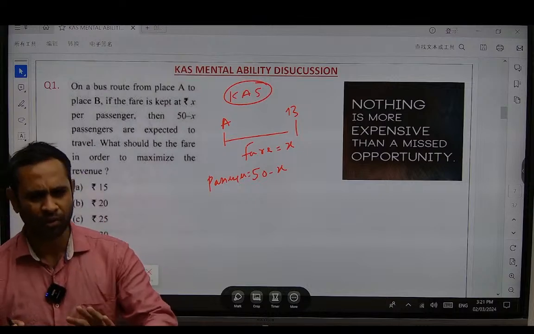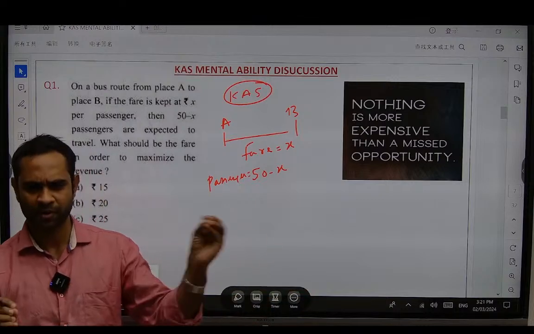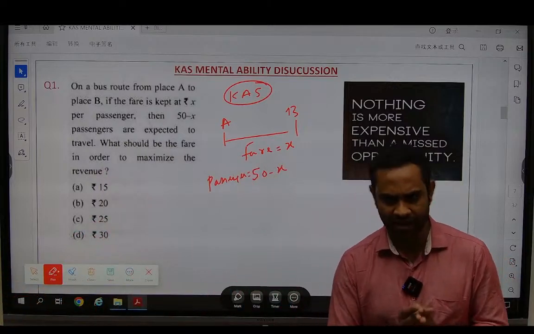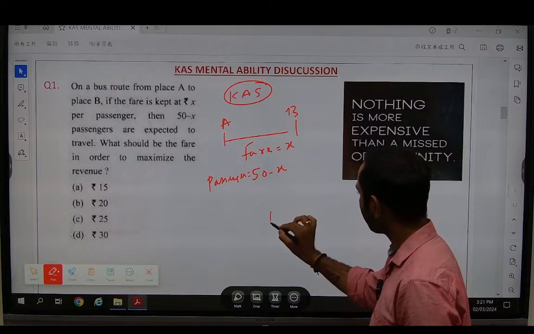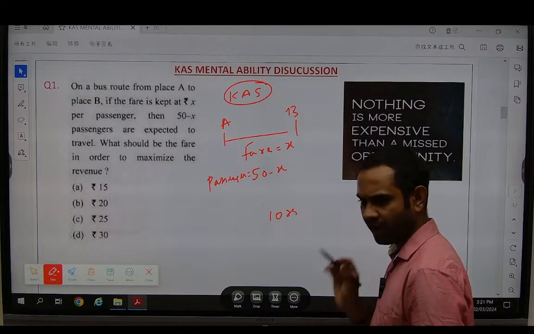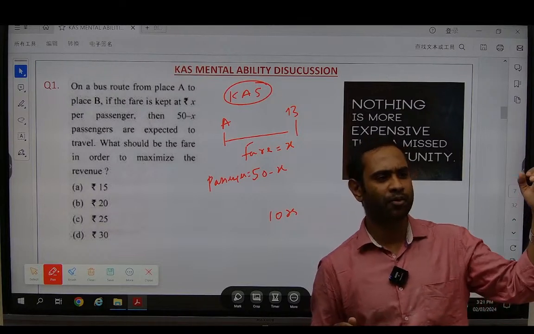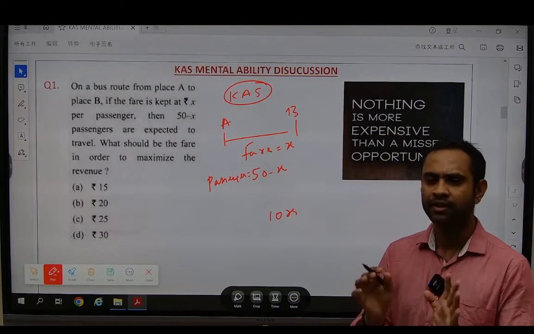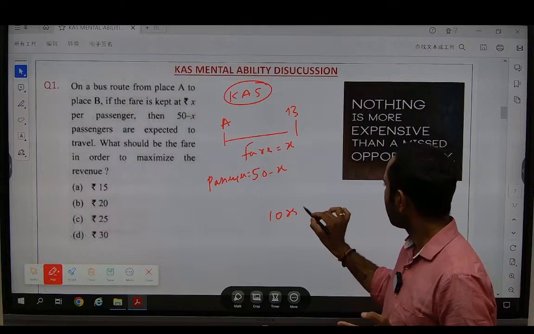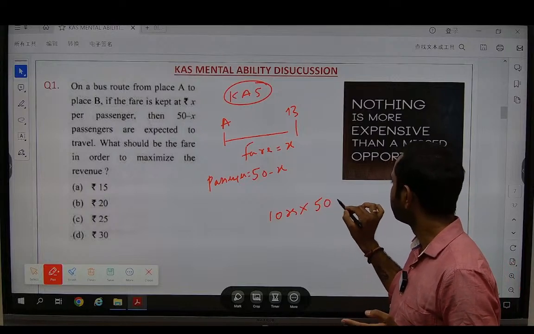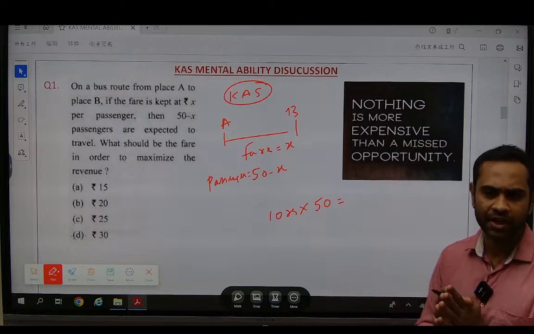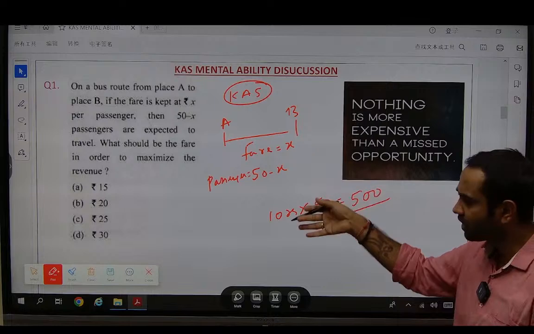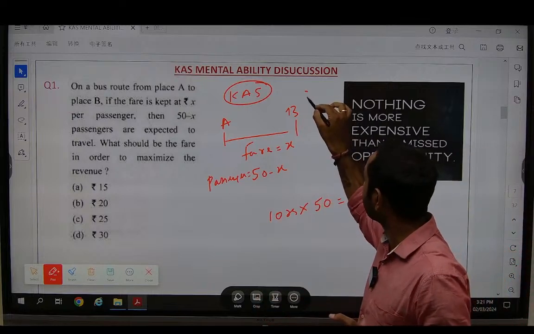So what you do, you go to the basics. You go to very much basics. I know most of you might have traveled by bus or you travel by bus, right? Now, if I ask you, suppose the bus fare from Rajajinagar to NammaKPSC is 10 rupees and 50 people are traveling, then what will be the total revenue generated? 500 rupees, right?